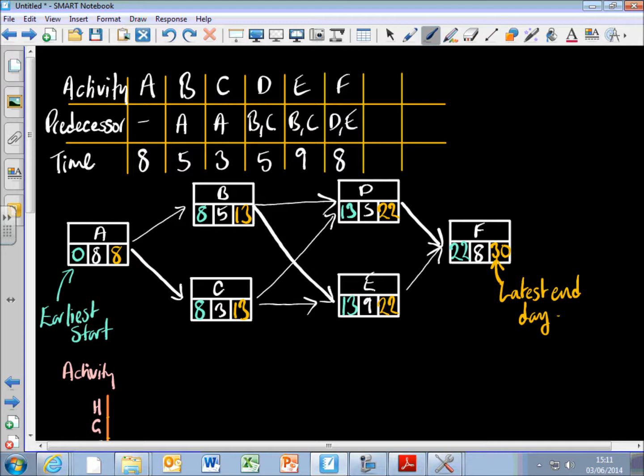So let's have a look through some of these activities now before we move on. And let's have a look at A. You'll notice in A, if I take the first number, 0, and the second number in the box, 8, and I add them together, I get the third number in the box. Okay, and this means that if the earliest I start A is at 0, and the latest I can finish A is day 8, and it takes 8 days, there's no leeway in that. There's no spare time, so that activity is critical.